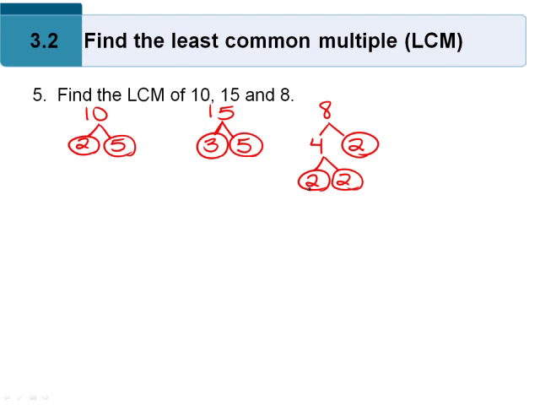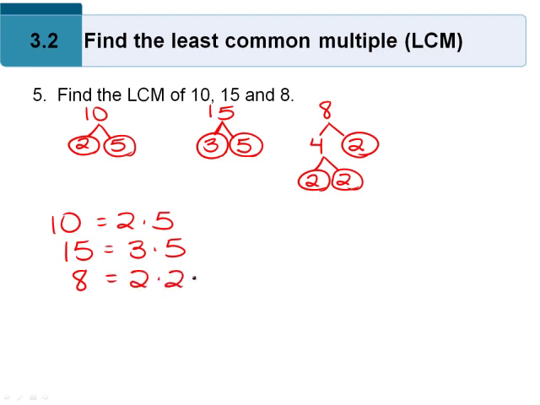Okay? So definitely after this section, you will be like the prime factor master. Okay? You'll be growing all these trees. You'll be like a forest ranger. All right, so 10, let's write that out. We've got 2 times 5. 15 is 3 times 5. And 8 is 2, 2, and 2.